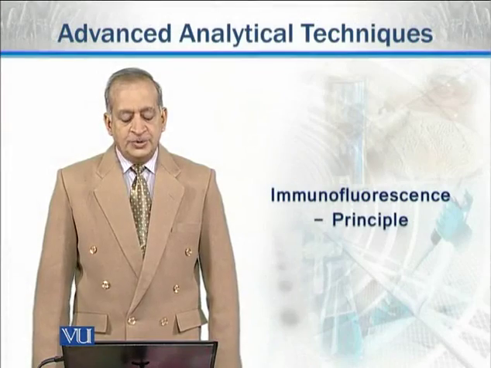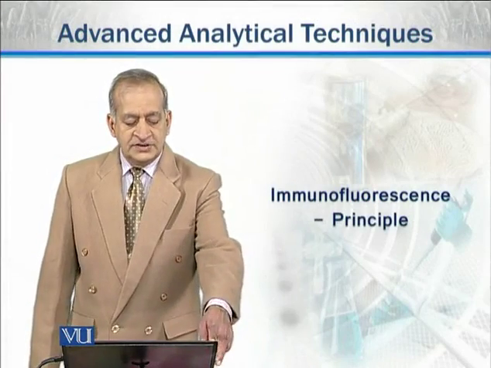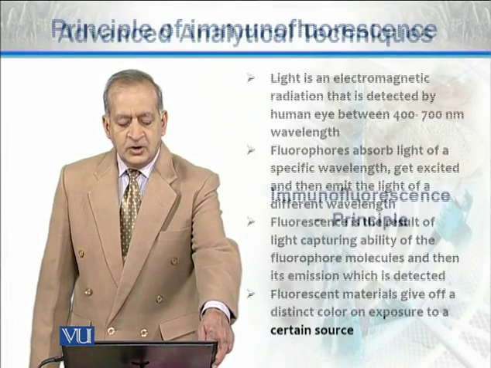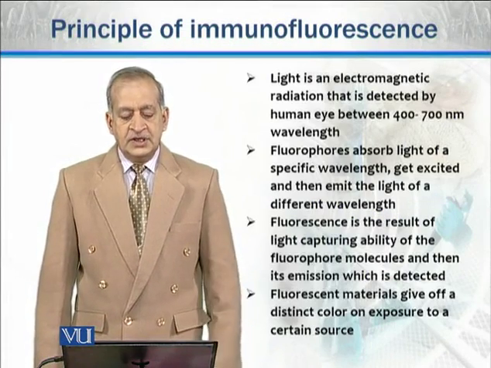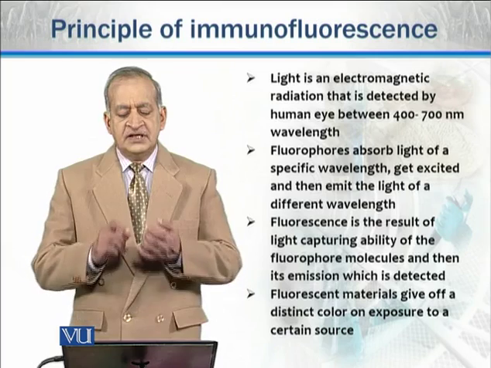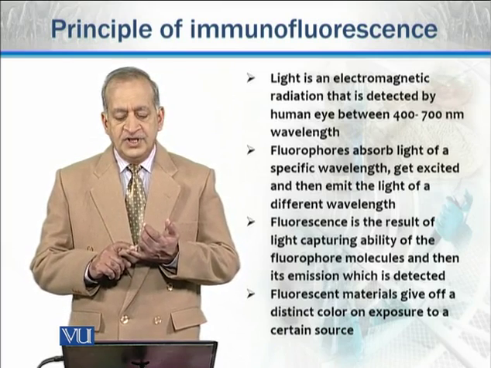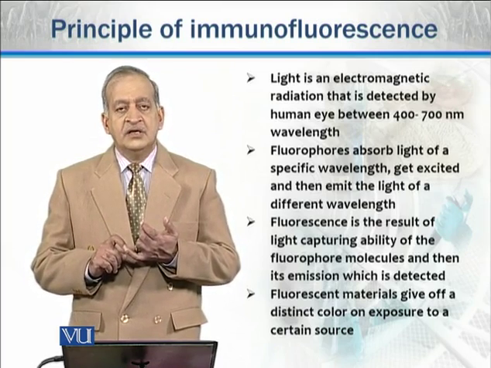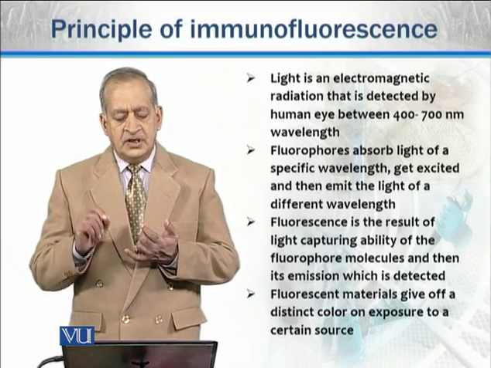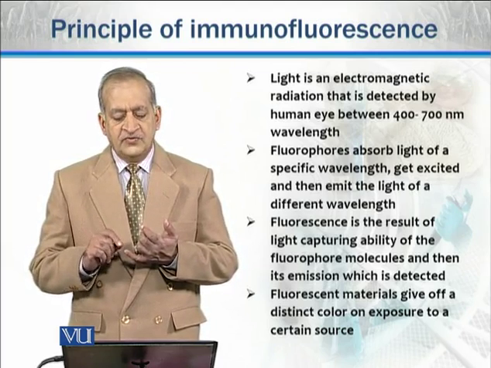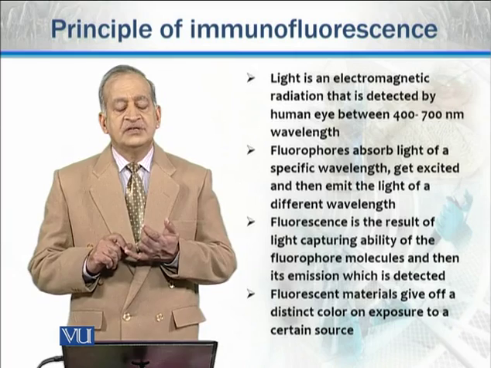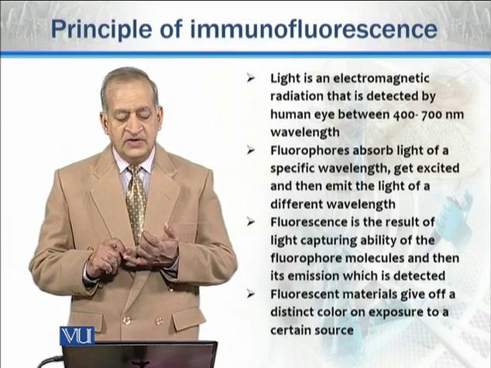So the next subtopic is the principle of immunofluorescence. So we will see how this immunofluorescence works. We know light is an electromagnetic radiation that is detected by the human eye, and the radiations present in the light range from 400 to 700 nanometers in wavelength.